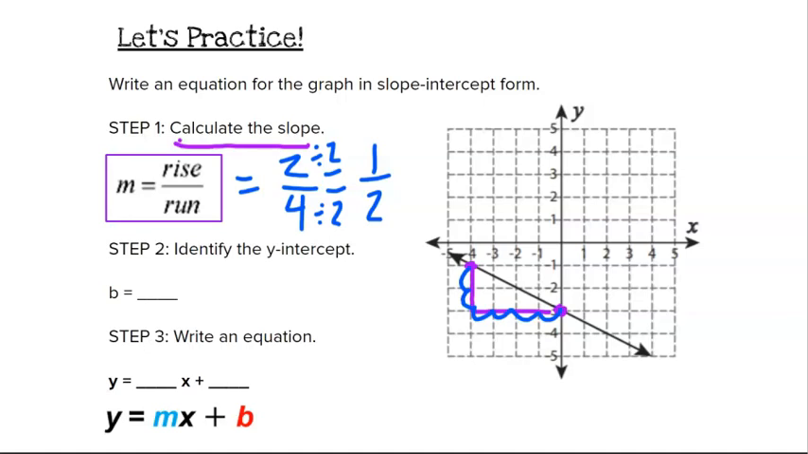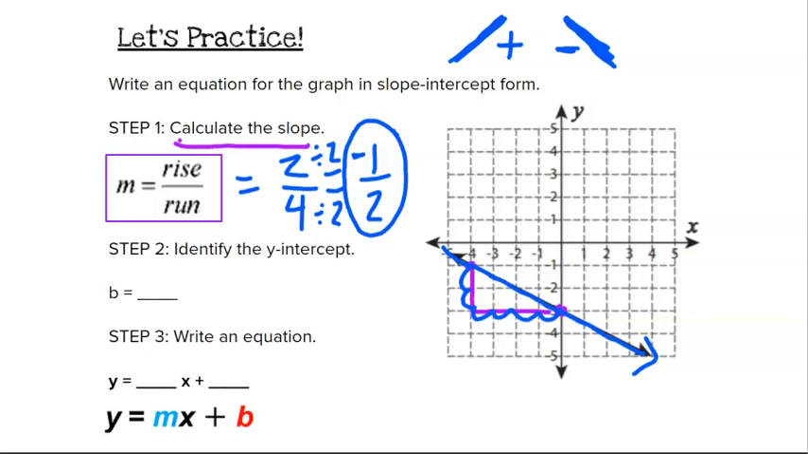So now I know my slope is 1/2, but we always need to check when we're working with graphs, is it a positive slope or is it a negative slope? So if I look at this line from left to right, I'm going in the downward motion. It matches this negative slope here. So it is -1/2. That is my slope.